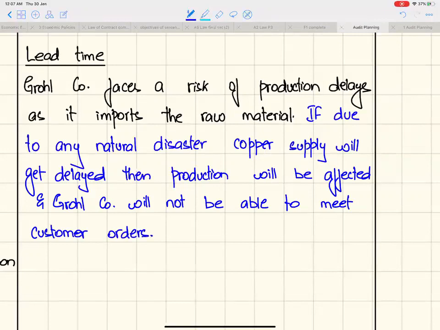So I have identified the risk that as we import the raw material, we face the risk of production delays due to lead time matter. As it imports the raw material, the production may get delayed. If the raw material comes late, if due to any natural disaster, copper supply will get delayed, then production will be affected and Grohl company will not be able to meet customer orders. Now give an evaluative comment. Why is this risk higher?